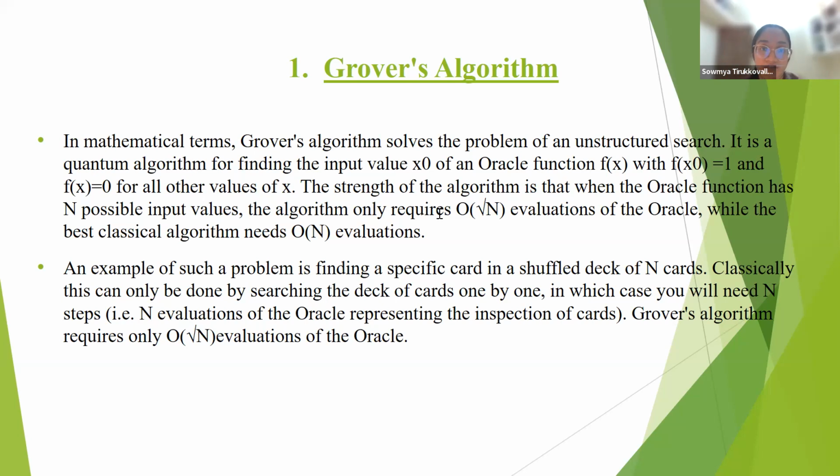Yeah, it's considered to be faster than a classical one. The question was how a quantum computer search is faster than a classical one. Here in the example, we need to find a specific card in a shuffled deck of n cards. In the classical case, you have to go one by one, so you would take n steps to find it. But in the case of a quantum algorithm known as Grover's algorithm, you would only require order of square root of n evaluation steps to find that specific card.